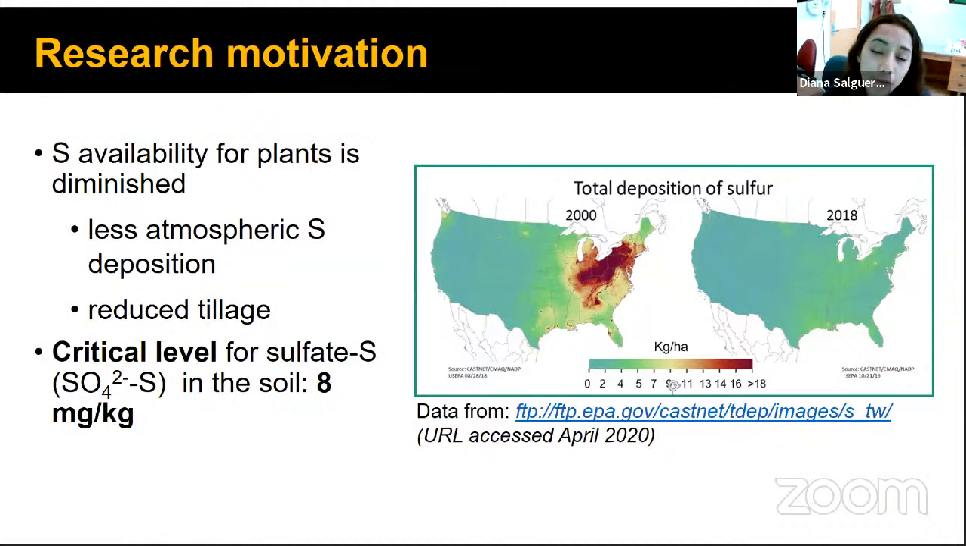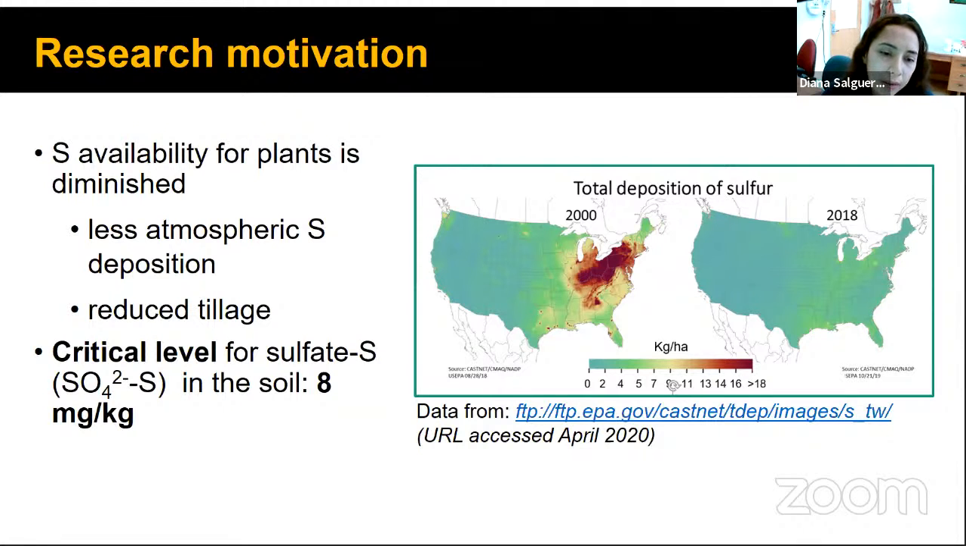Another factor associated with a reduction of sulfur availability for plants in the soil is the adoption of reduced tillage, because this practice might reduce the rate of mineralization of the organic matter, and the organic matter can be a significant source of sulfur for the plant.